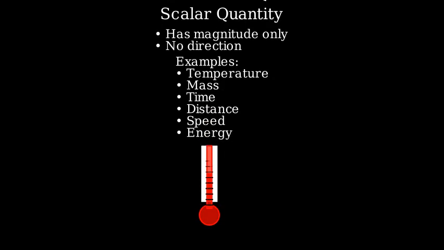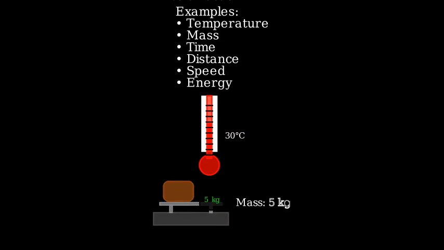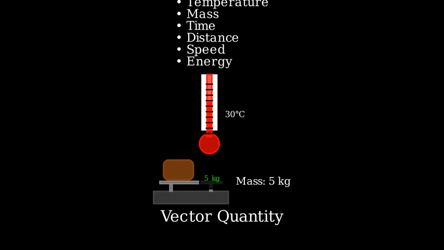For example, temperature only tells us how hot or cold an object is, not in which direction the heat is moving. If I say it's 30 degrees Celsius outside, that value only indicates the magnitude of heat, not its direction. Similarly, mass is also a scalar. When I say an object has a mass of 5 kilograms, I'm only specifying how much matter it contains, with no mention of direction.